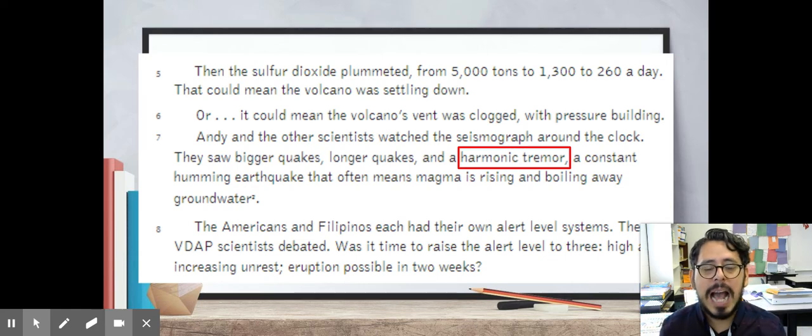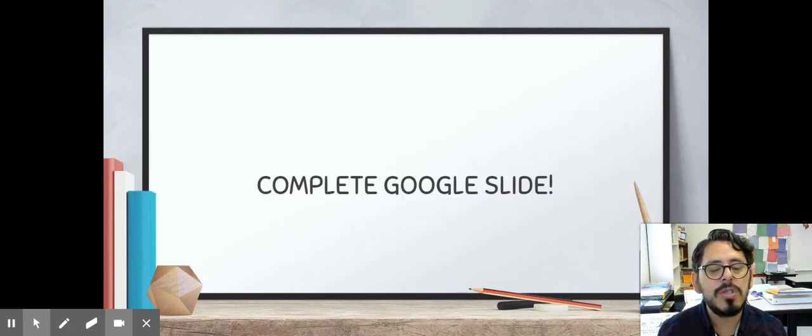There are several ways the author sometimes hides meaning around the text. Now it's your turn to find it in the Google slide that I shared with you. Well, your teacher shared with you. Complete it, find the meaning of the word, and then turn it in to your teacher, all right?